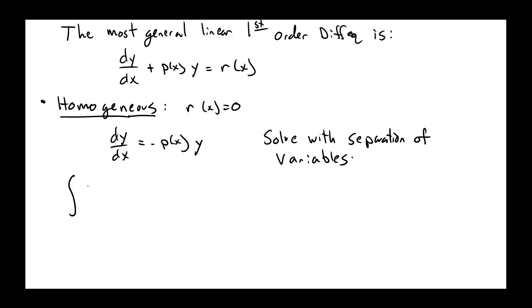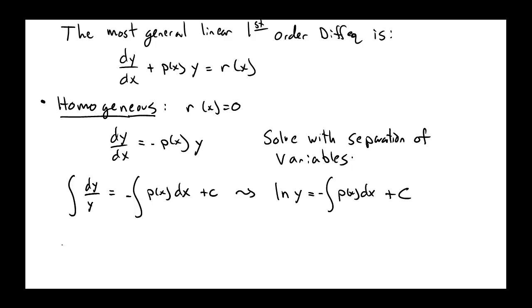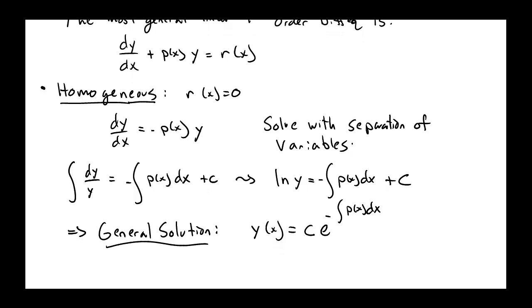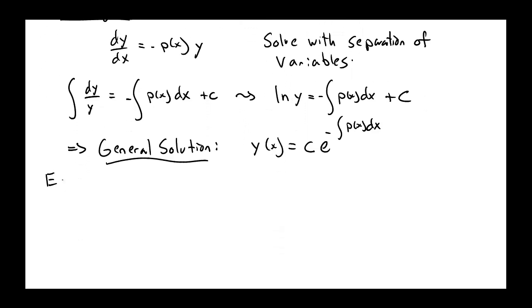So we get all the y's on one side and the x's on the other and integrate. And after the integral, we get some expression that looks like this. And we can write our general solution without knowing what the function p of x is, as y is equal to c e to the minus integral of p of x dx.